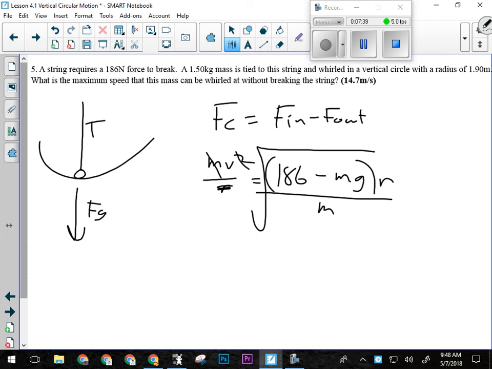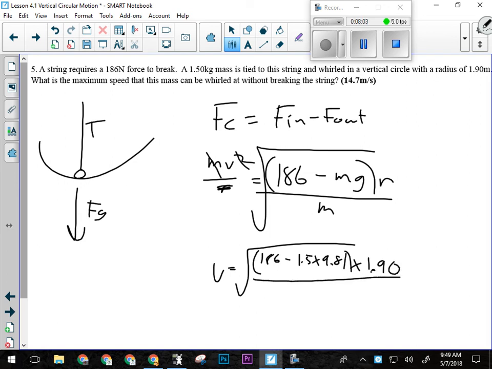This becomes more of an order of operations problem than a question of knowing what to do. Most people understand what to do. It's getting this entered in the calculator correctly. So we have 186 minus 1.5 times 9.81, times the radius of the circle, which was 1.9 meters. Then we divide that by the mass, which was 1.5.